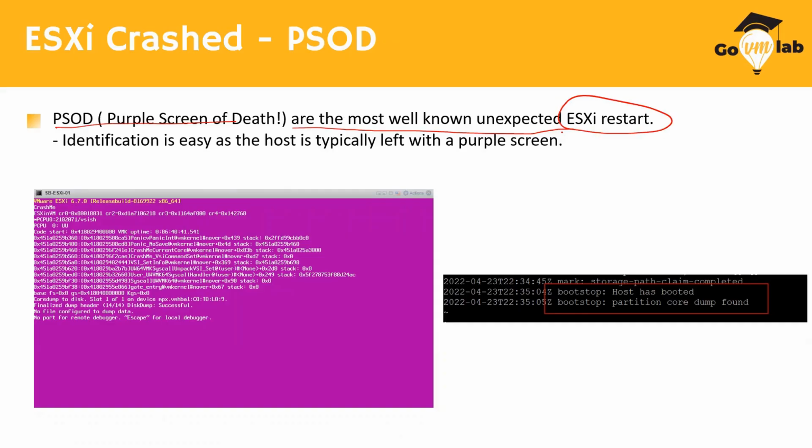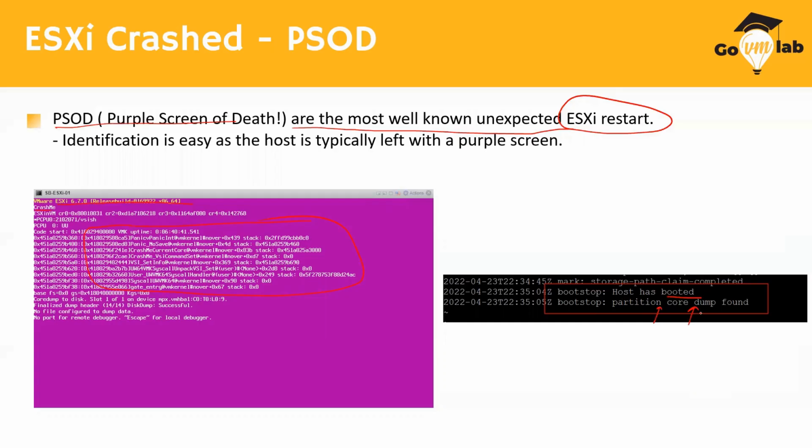One of the very common unknown reasons is PSOD, where your kernel is crashing. As you can see in this screenshot, my kernel has crashed, and it's running version 6.7. This is the stack trace of my kernel, which we call the kernel stack trace. If I go to my vmkernel.log file, it says that a partition core dump was found. My ESXi host has booted and the core dump was found.